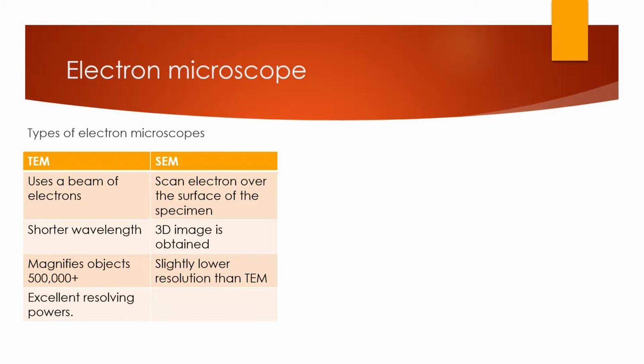But TEM uses a beam of electrons, and it has a shorter wavelength than SEMs. It can magnify objects by 500,000 times and has excellent resolving power. SEMs scan over the surface of the specimen and a 3D image is obtained, and it's a slightly lower resolution than TEMs.